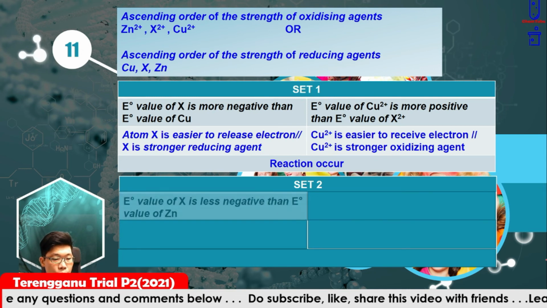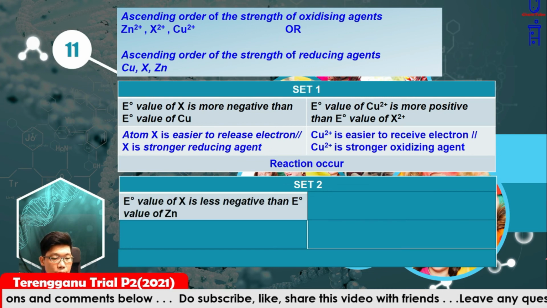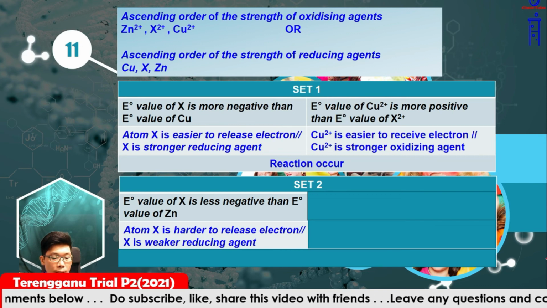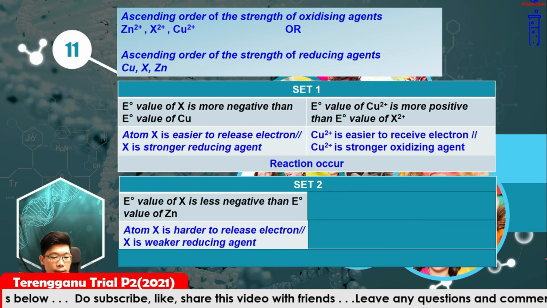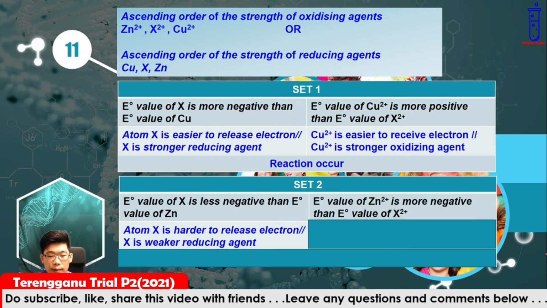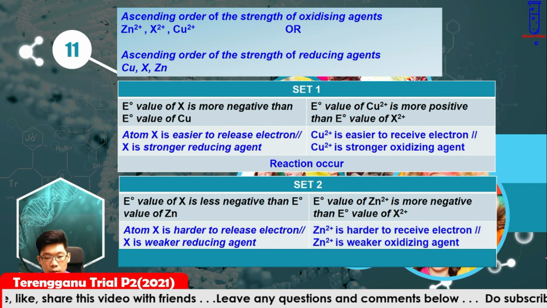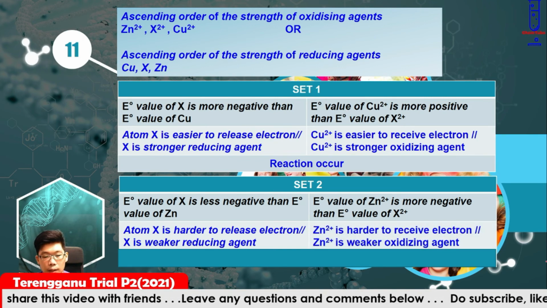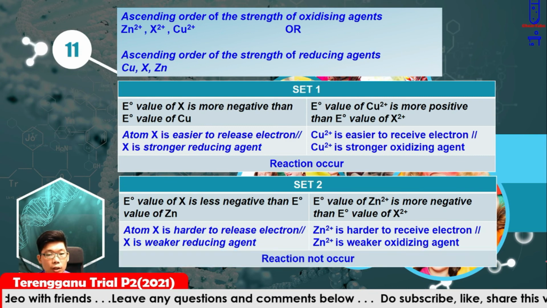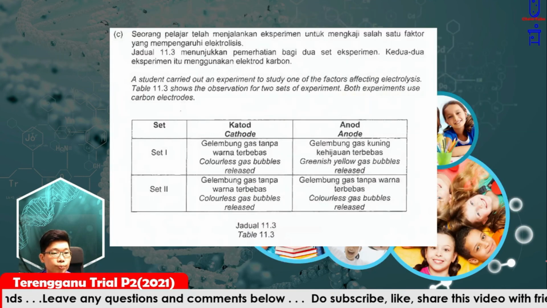But for set 2, the E0 value of X is less negative than the E0 value of zinc. So it is harder to release electrons, so X is a weaker reducing agent. The zinc is more negative than X2+, so it is harder to receive electrons. So it is a weaker oxidizing agent. So reaction does not occur. So that's why there is no reaction for set 2.